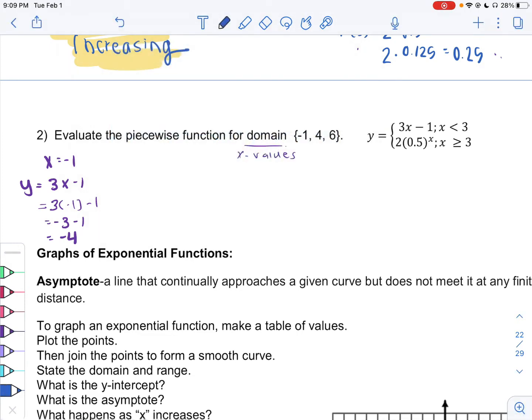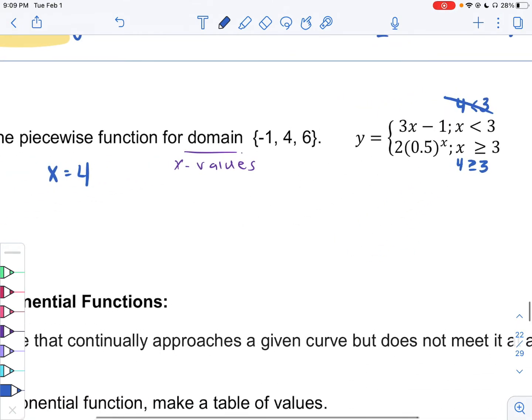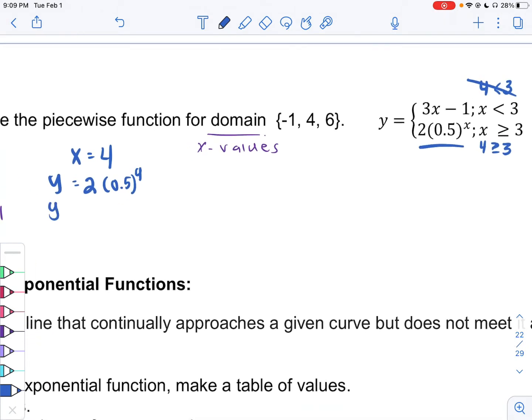Okay, my next x value is 4. Is 4 less than 3? Nope, that doesn't work. But 4 is greater than or equal to 3. So I'm going to use y equals 2 times 0.5 raised to the x. Since my x is 4, I'm going to do my exponent first. So 0.5 to the 4th power is 0.0625, and then you can multiply, so y equals 0.125.